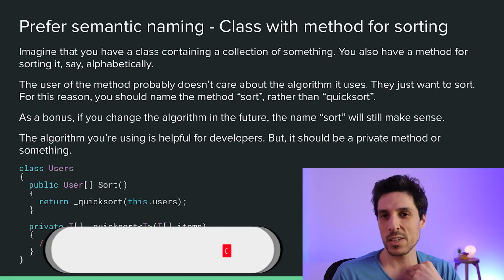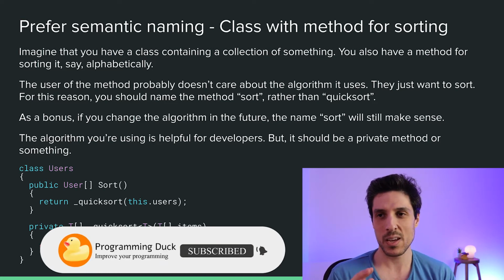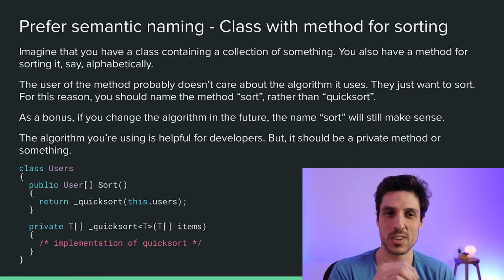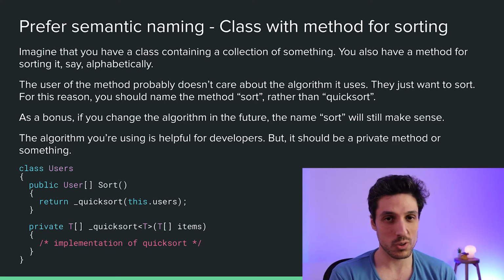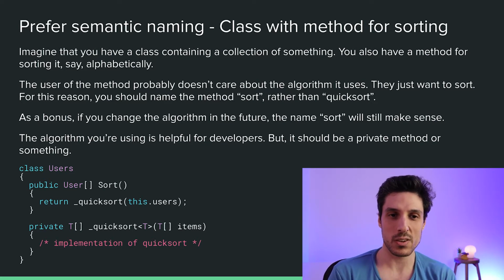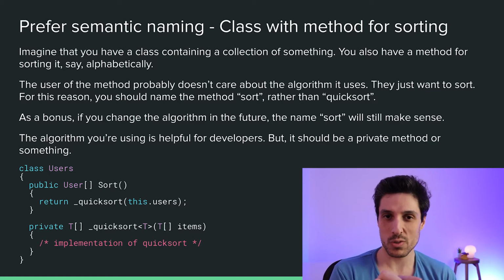All right, one that might be a little bit more subtle is, imagine you have a class that's a collection of users, and you want to sort the users in there, say alphabetically. The natural instinct would be to have a method named sort, and that would be good. But if you only had that one sorting method in there, you wouldn't want to name it quickSort or mergeSort. You would just want it to be called sort.